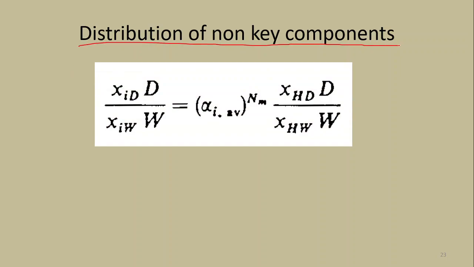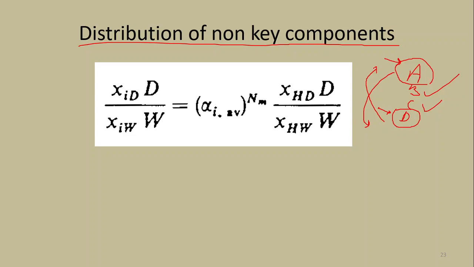The distribution of non-key components means, for example, in our case we have A, B, C, D. B and C are both key components. The remaining, A and D, are known as the non-key components. Earlier we assumed that A is 0 in the bottom and D is 0 in the top, but this is not possible. A very small fraction of A will also be present in the bottom, and a small fraction of D will also be present in the top. So we have to find the distribution of A and D in the top and bottom.